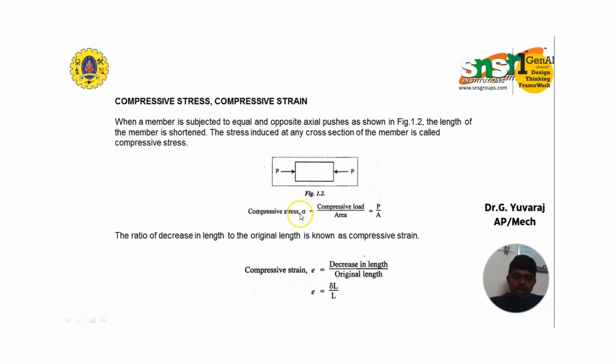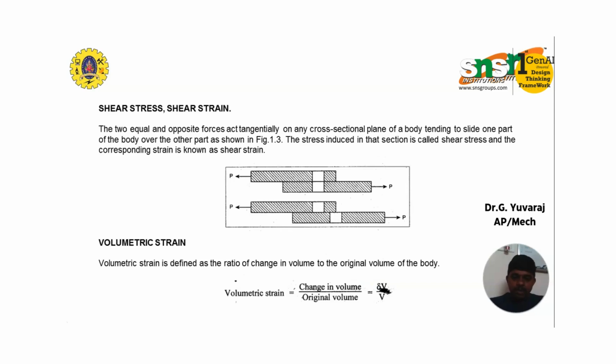Compressive stress is equal to compressive load divided by area, represented by P by A. Similarly for compressive strain: in tensile strain there is an increase in length, whereas in compressive strain there is a decrease in length. That is, e is equal to decrease in length divided by original length.